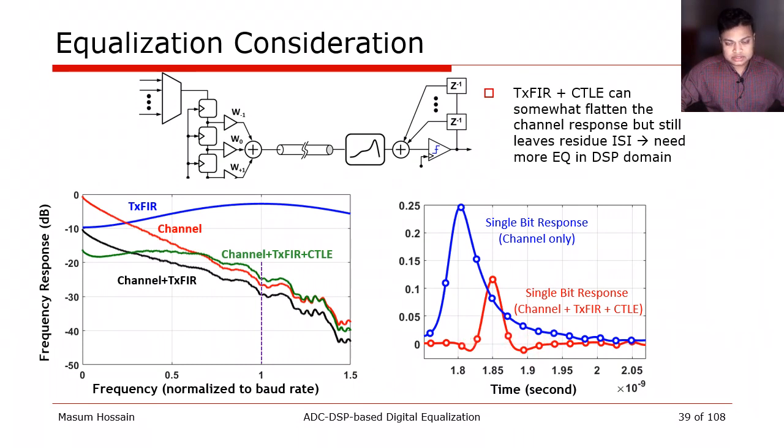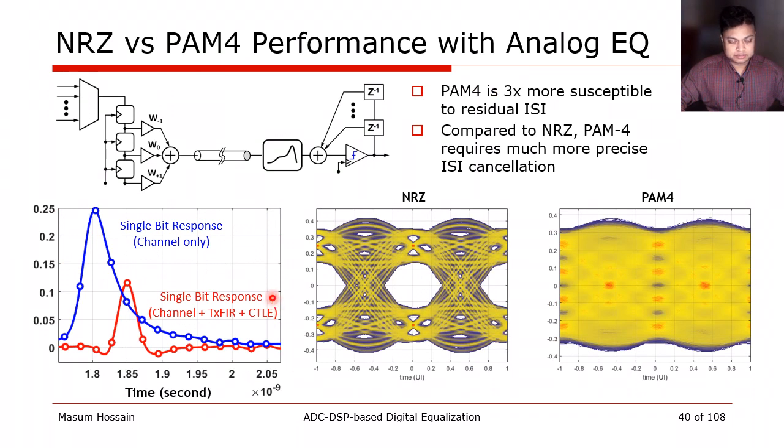Let's see how this residual ISI impacts us. In the case of NRZ, if I generate the eye from this red single bit response, I do see significant opening. But when it comes to PAM4, there is no eye opening. And this can be attributed to the 3x ISI penalty that we have previously talked about.